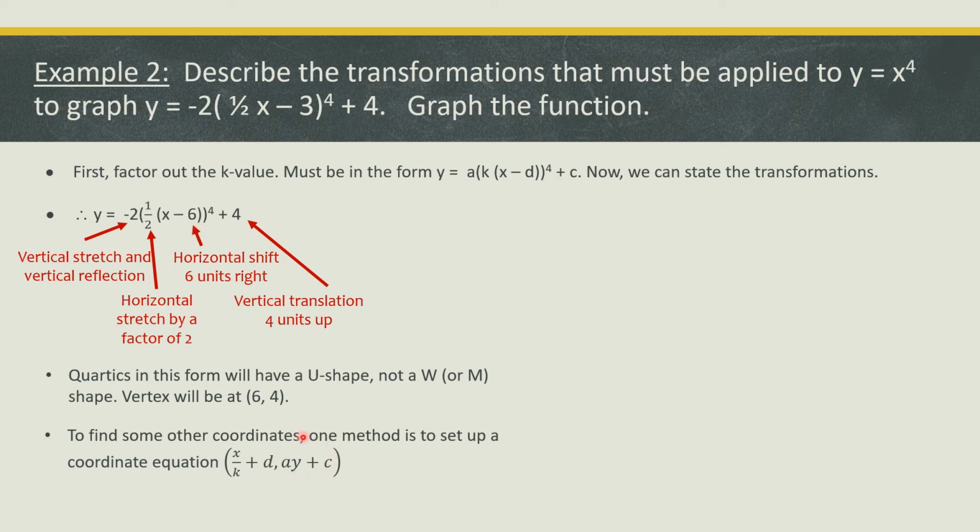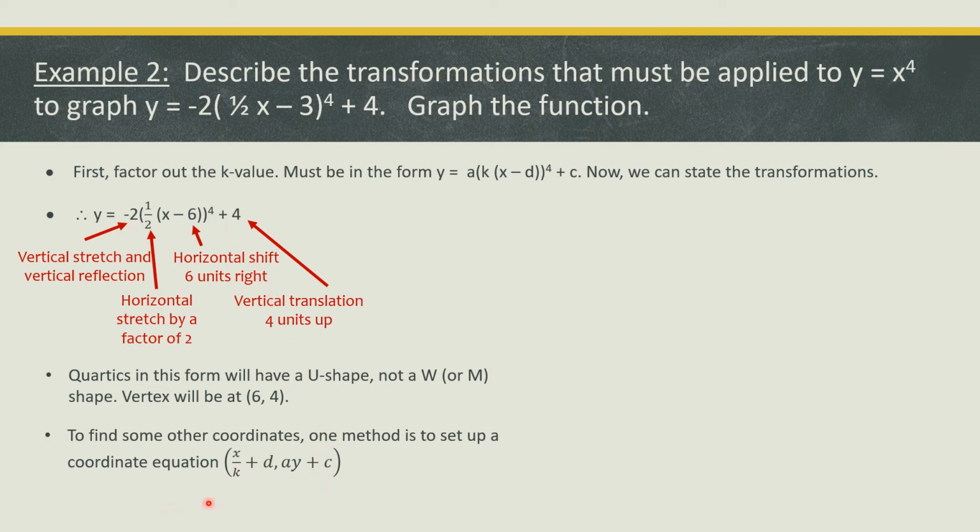Then, to find out where our y values are going to go, we're going to take our y's from our coordinates from our parent function. We're going to take the y values. We're going to multiply them by the a, which is this -2. So we're going to multiply them all by -2. And then we're going to add on the c value. In this case, it's a 4.